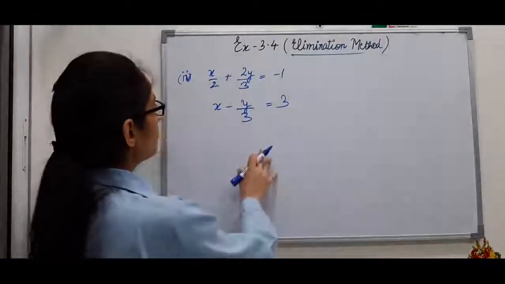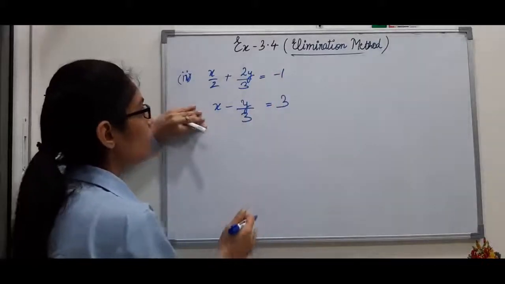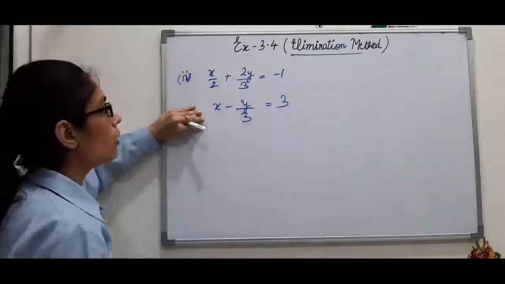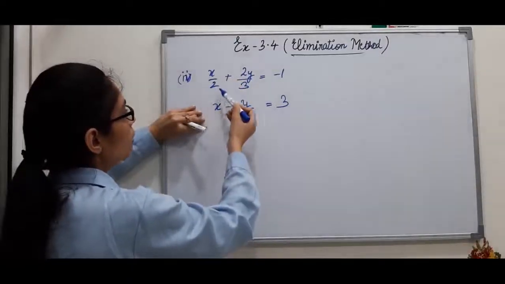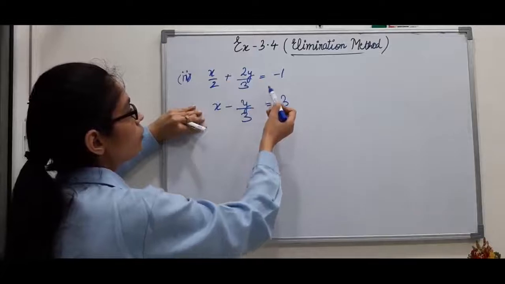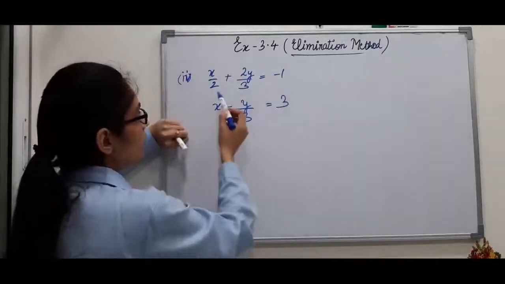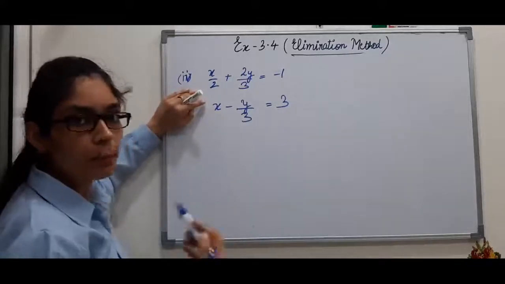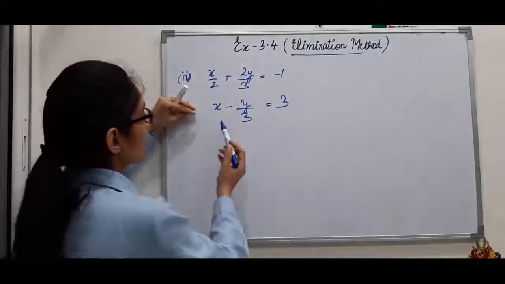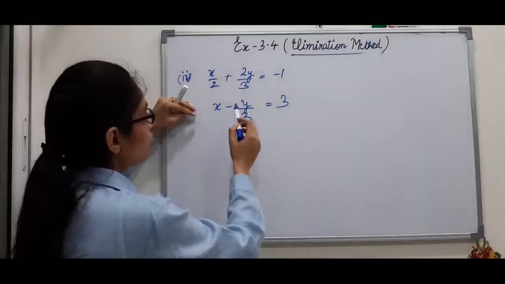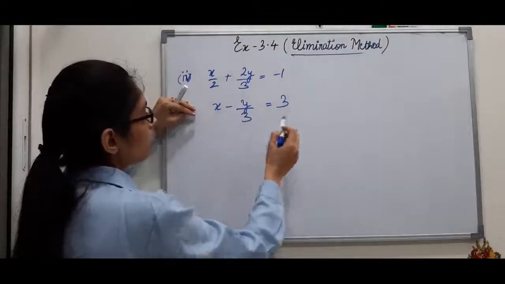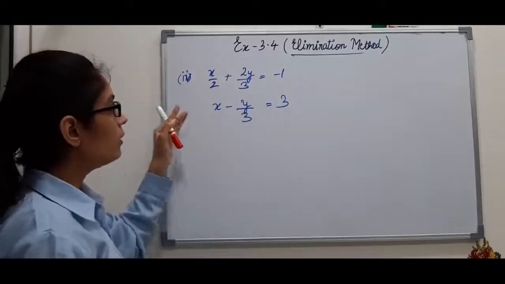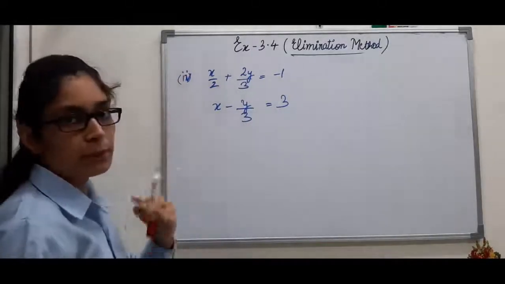Now in this question, first of all, I have to observe the equations to see if I can further simplify them or not. See, this is 1 by 2 x plus 2 by 3 y equals minus 1. I can see there are no common numbers, which means this equation cannot be simplified further. Let's see the second equation: x minus 1 by 3 y equals 3. Again, there are no common numbers, so this equation cannot be simplified further.